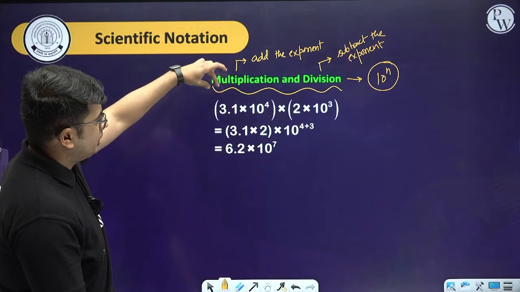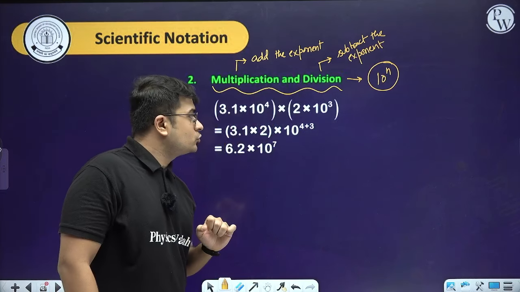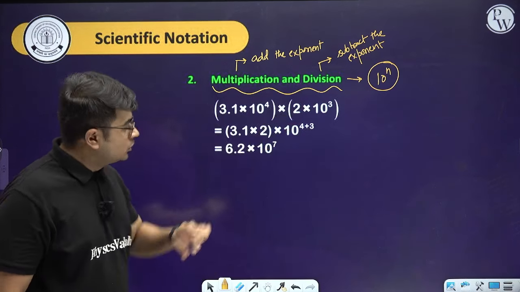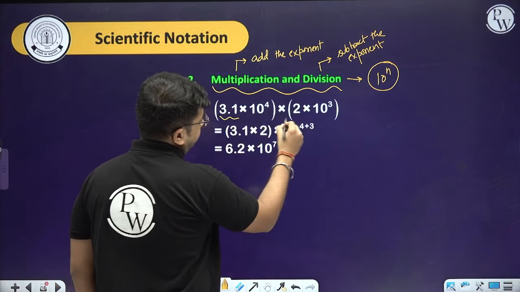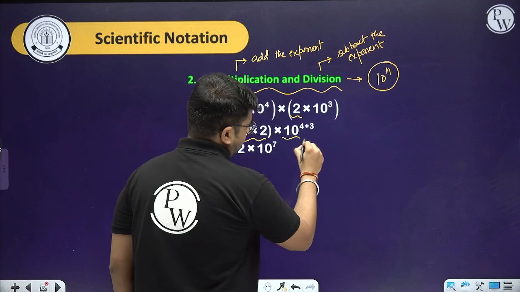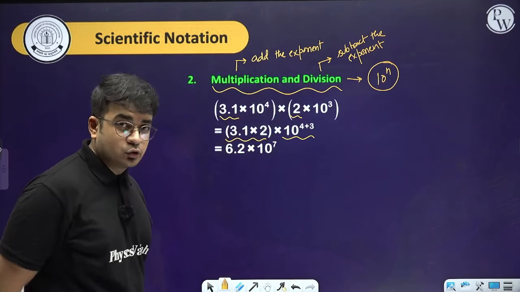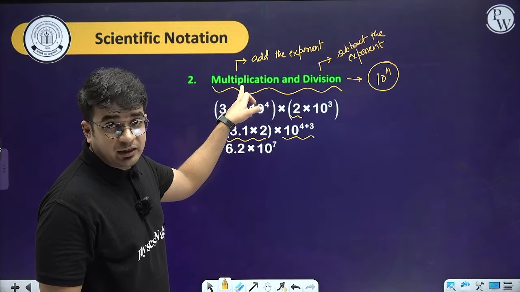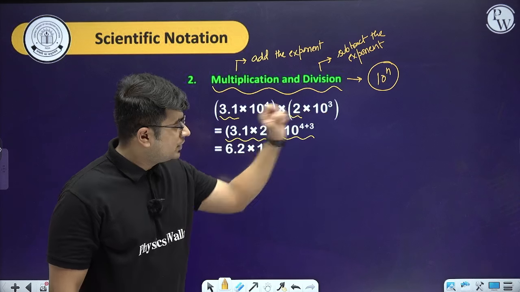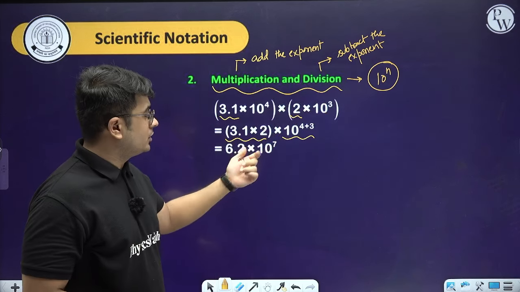So for example, we have 3.1 multiplied by 10 raised to the power 4 multiplied by 2 multiplied by 10 raised to the power 3. These are simple numbers, 3.1 and 2. Just multiply these two numbers. Now for the exponents, you just have to add these values because they are in multiplication. So 10 raised to the power 4 and 10 raised to the power 3 will give 10 raised to the power 7.